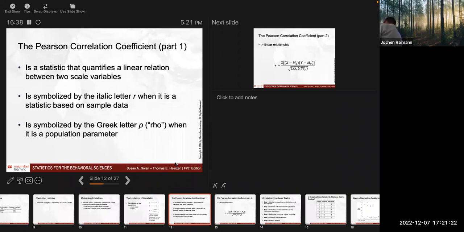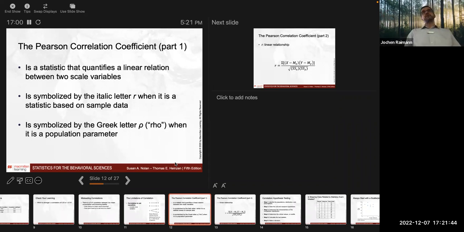It's symbolized by the italic letter r when it's based on a sample, or it is the Greek letter rho when it is for a population. So reserve the rho exclusively for population studies. We will only work with r, so we only have sample data, as you know, right?